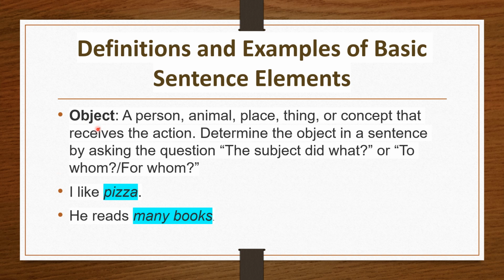Okay. The object. The object could be a person, animal, place, thing, or concept that receives the action. So how can we determine it? How can we know where the object is in the sentence? Determine the object in a sentence by asking the question, the subject does what, or to whom, or for whom. I like pizza. Pizza here is the object. He reads many books. Many books here is the object.